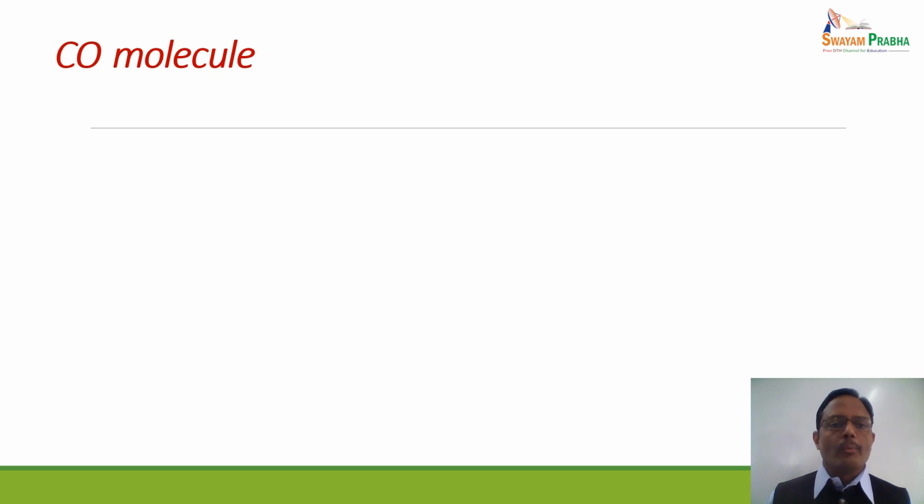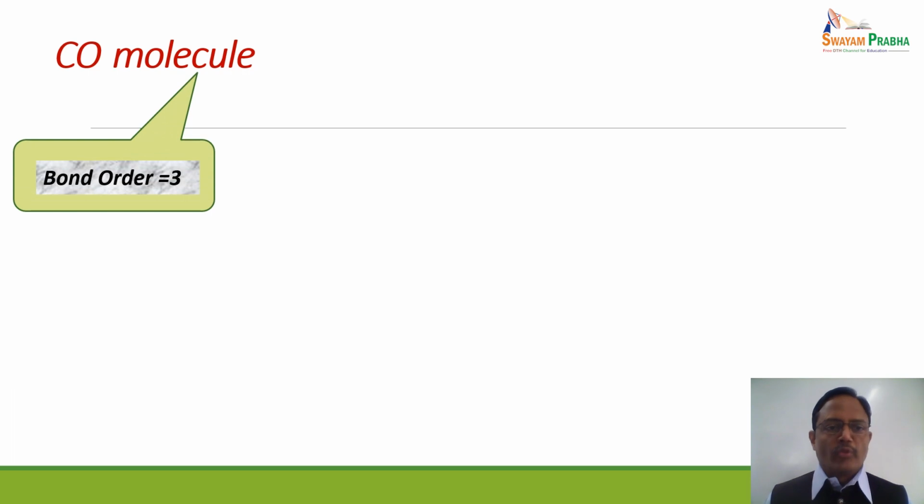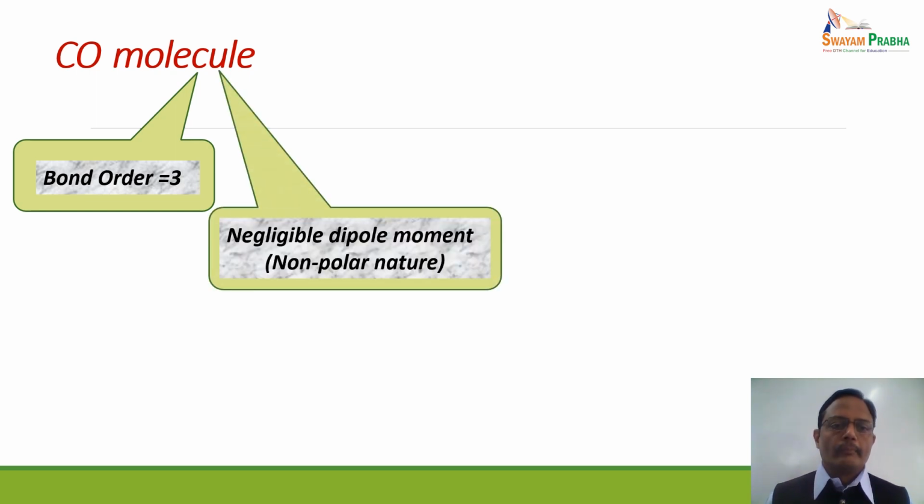Coming to CO molecule. Now this is an interesting molecule as far as the molecular orbital theory is concerned, because this is another limitation of the valence bond theory. Any theory which can explain CO molecule should explain 4 important properties of this carbon monoxide molecule. The first property is the bond order of CO is 3. That is, carbon and oxygen are bonded by a triple bond.